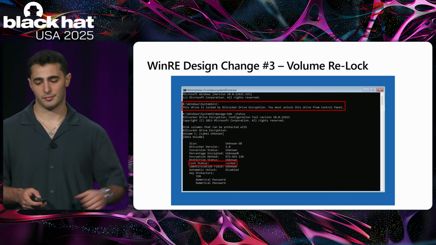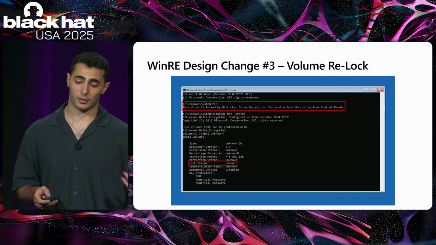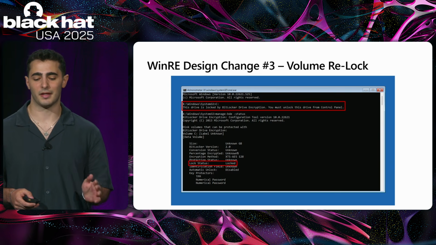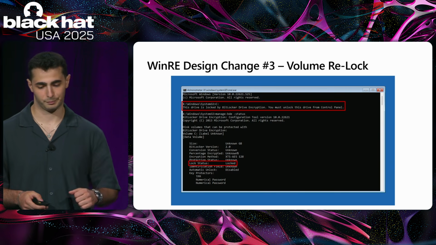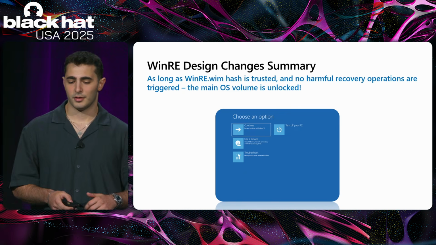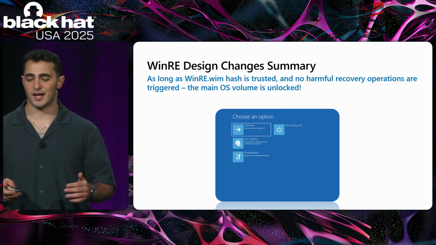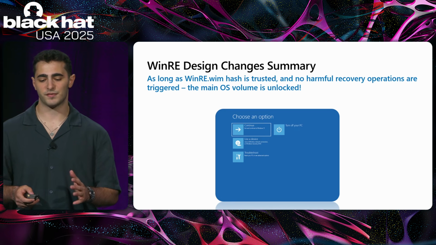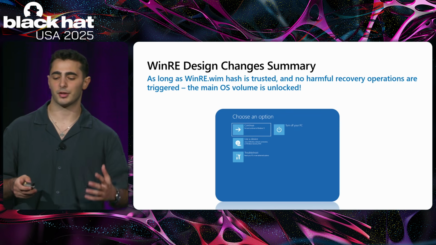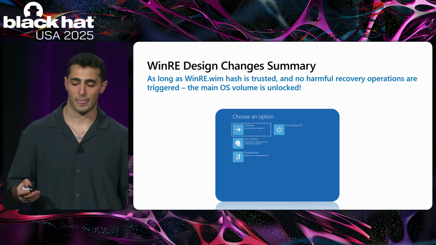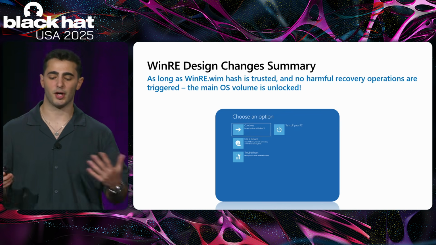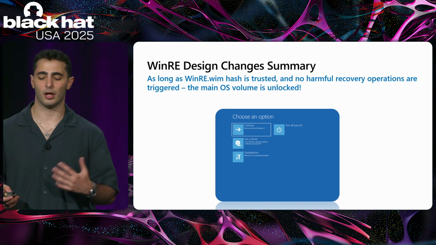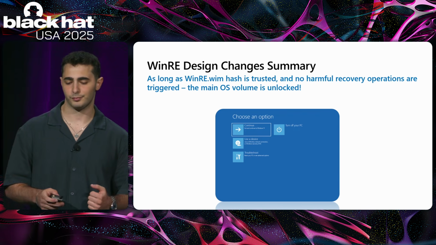And this is how it looks if an attacker launches the command prompt recovery tool without inserting the BitLocker recovery key. Access to the BitLocker encrypted volume will be denied, resulting in the following lock error. So to summarize the impact of the design changes, as long as WinRE.WIM is trusted and no risky recovery tools are triggered, the OS volume is automatically unlocked, allowing WinRE to recover it without user intervention. In contrast, if WinRE.WIM is modified without authorization, or if a risky recovery tool is triggered, the OS volume is relocked, preventing WinRE from accessing it.